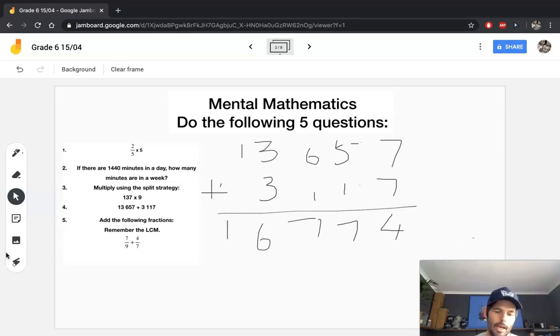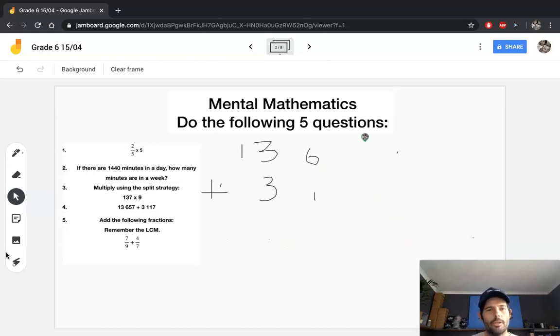And then the last question was adding fractions, which is something we've done recently. I alluded to this at the top in question 1. When we add fractions, the denominators need to be the same. So I've given you a clue there. Remember the lowest common multiple, or the lowest common denominator in fractions. I need to make the 9 and the 7, the two denominators, the same. So what is the lowest common multiple of 9 and 7? If you write out the 9 times table and the 7 times table, you'll see the lowest common multiple is 63.